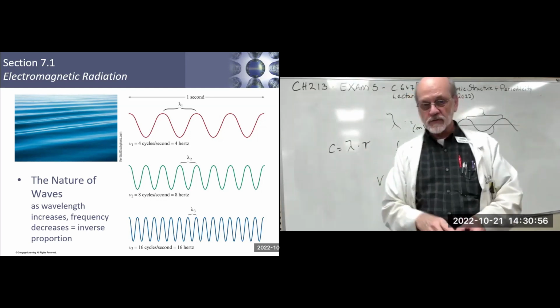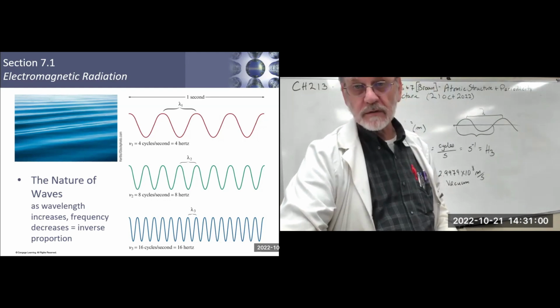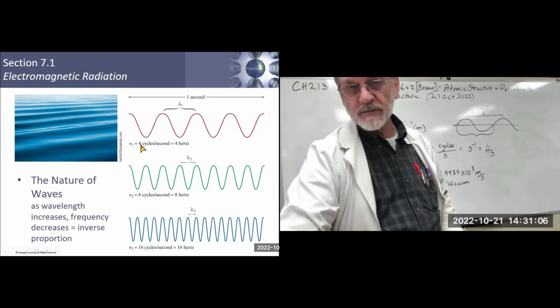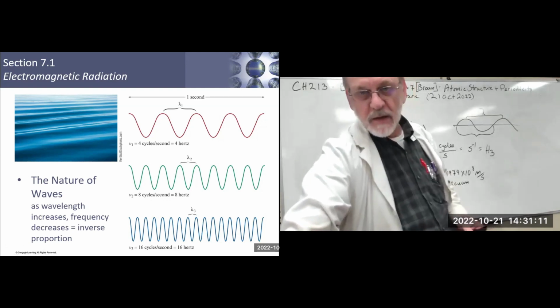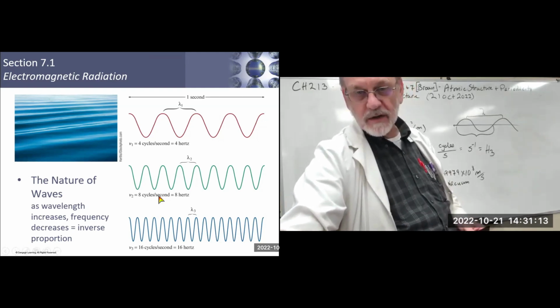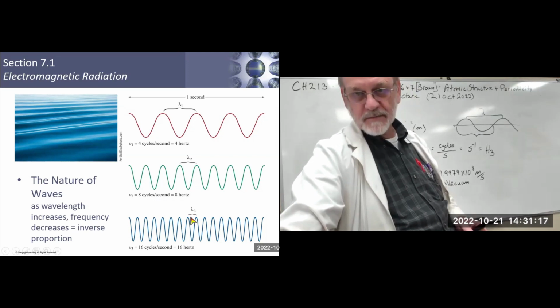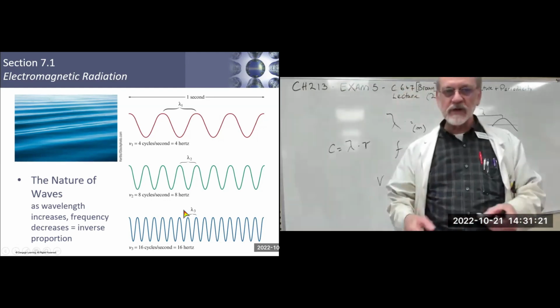So if you look at this representation, you see that the wavelength for that first one is large. And the frequency is small, 4 cycles per second, or 4 hertz. But if the wavelength gets smaller, then the frequency gets bigger, right? Gets smaller again, frequency gets bigger again. That's an inverse relationship.